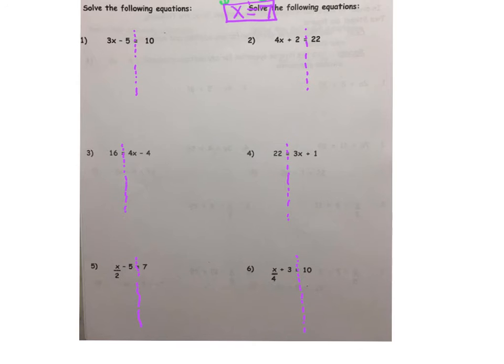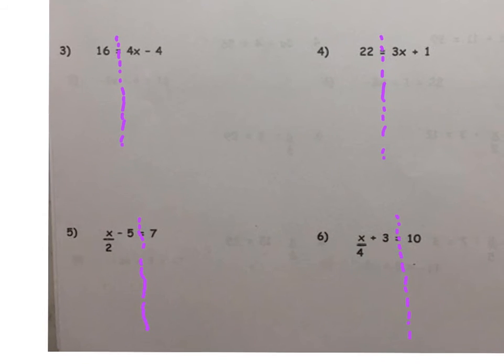We're going to focus on problem number 3 and problem number 5. Let's take a look at number 3. 16 equals 4x minus 4. And our job is to solve for x. Well, let's start by going after minus 4, a loss of 4. Add 4 to both sides. Do the opposite. That will eliminate the loss of 4.